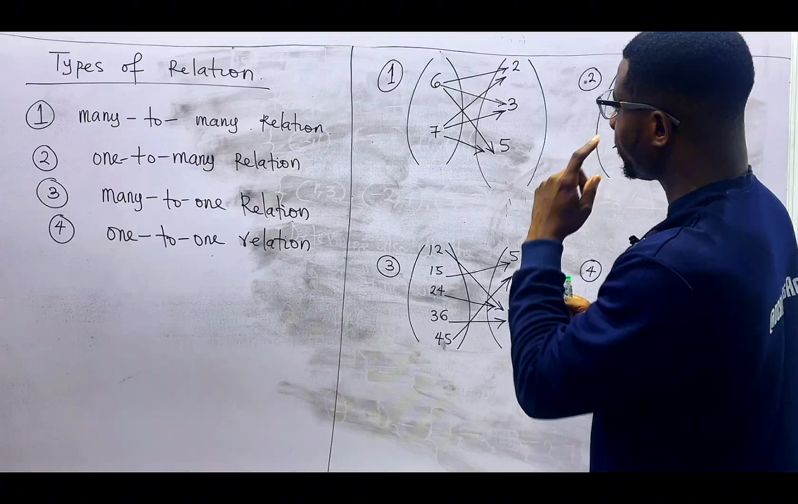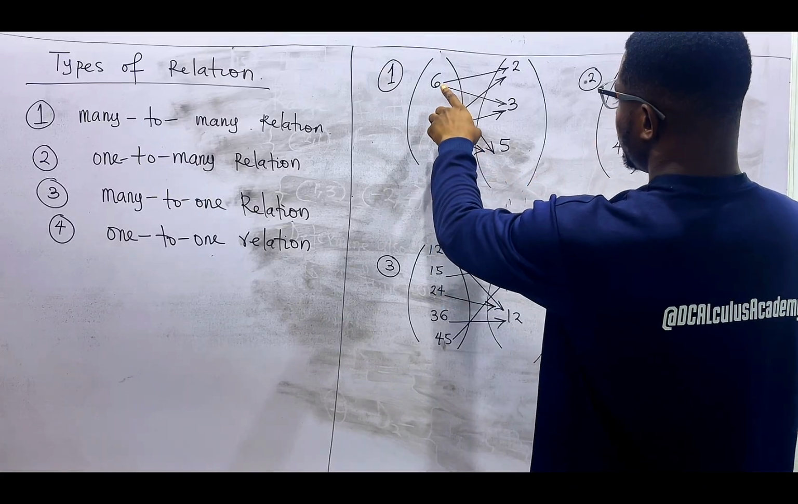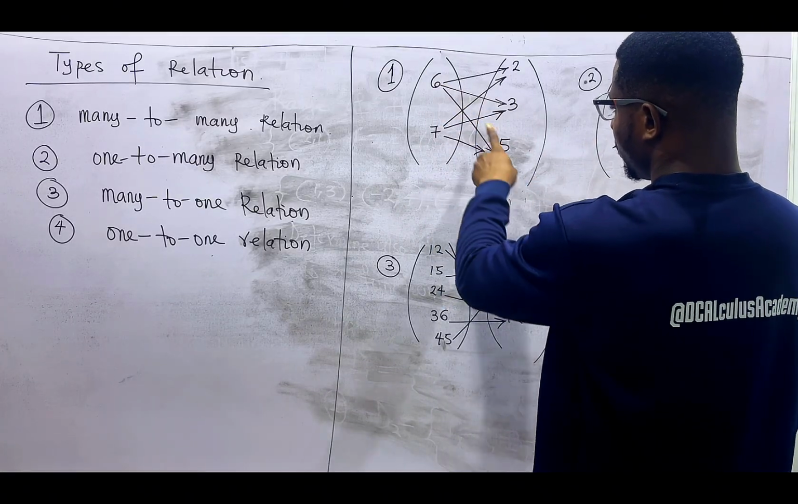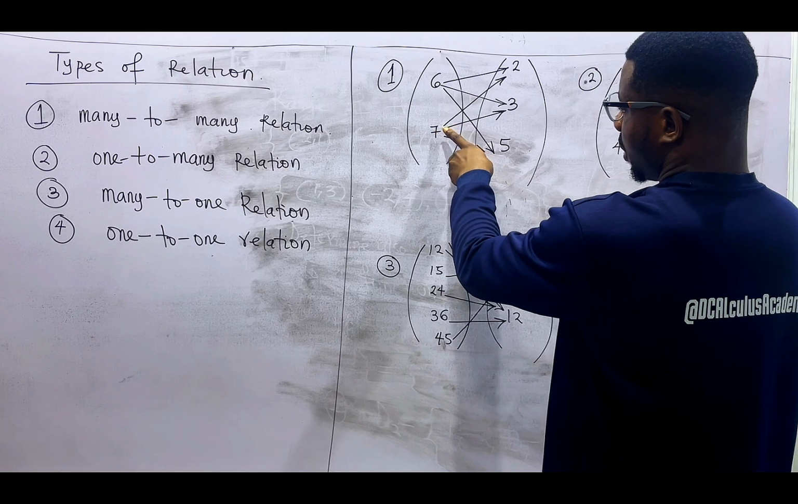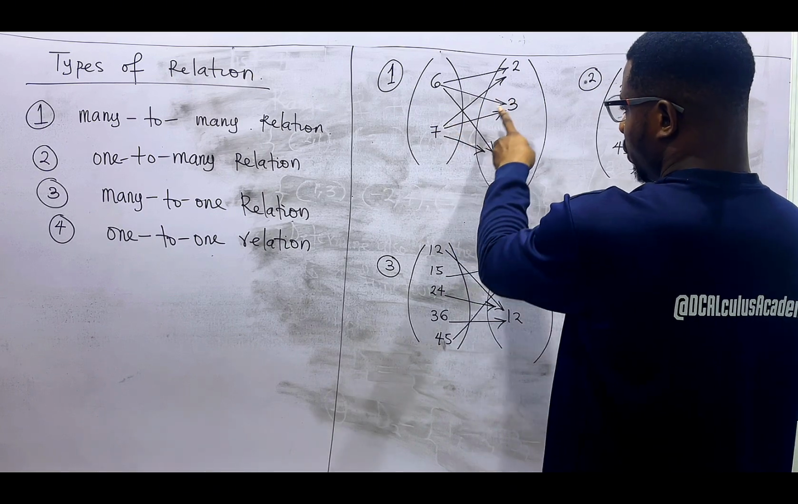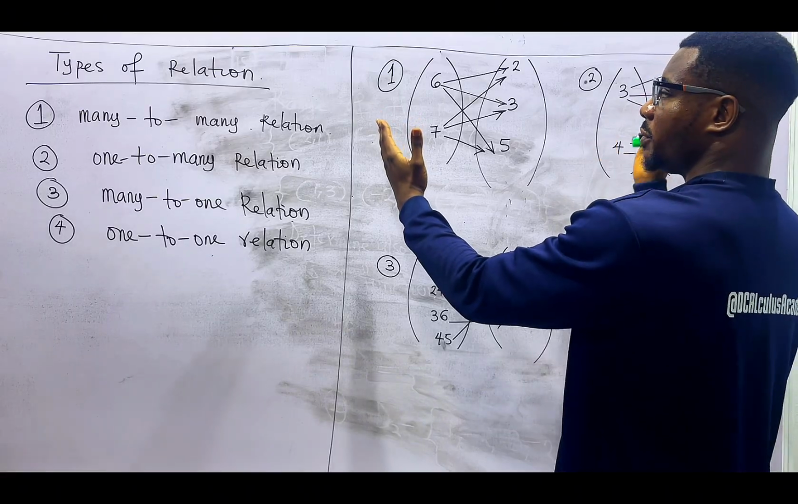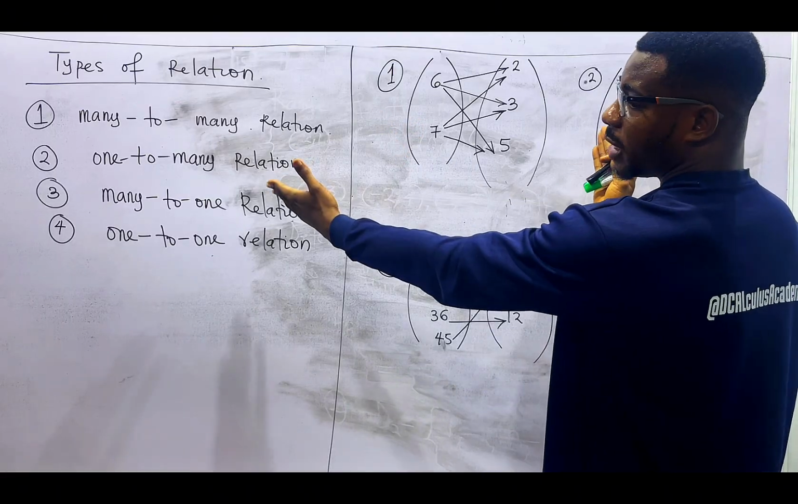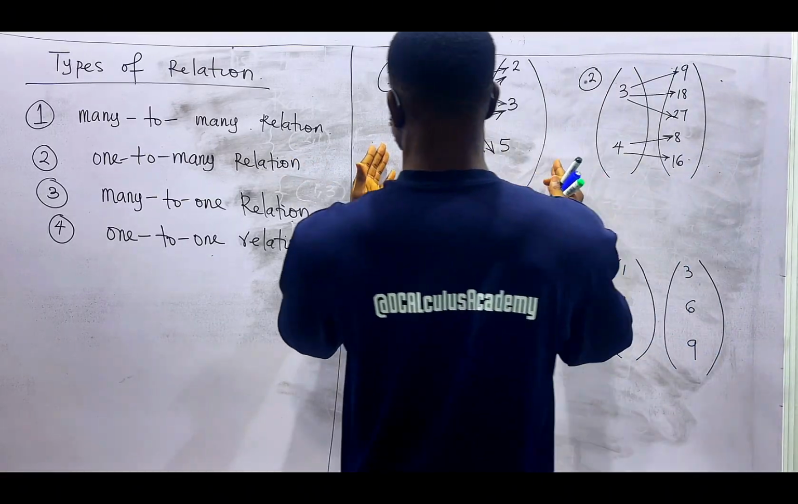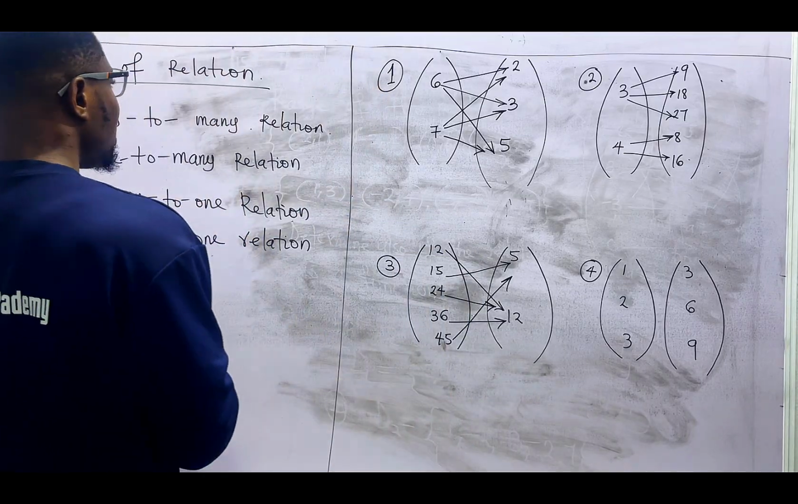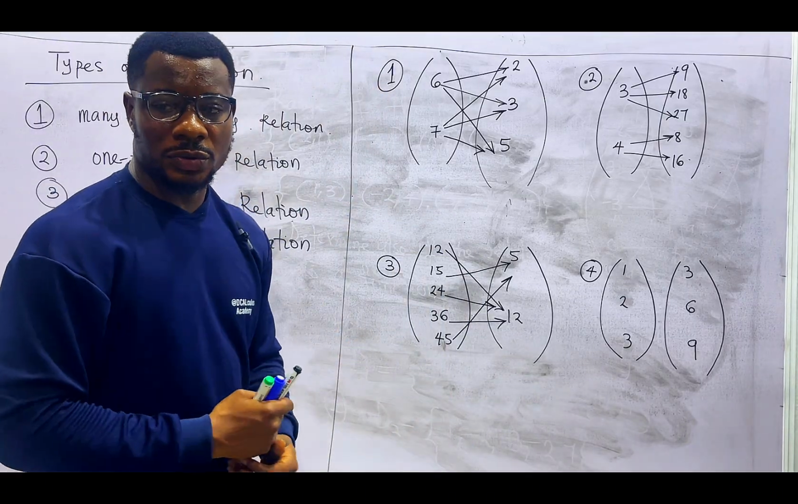So you can see from here that 6 relates with 2, it relates with 3, it relates with 5. Now 7 relates with 2, relates with 3, relates with 5. So several elements here are associated with several elements here. So we can say that the first example is a many to many type of relation.